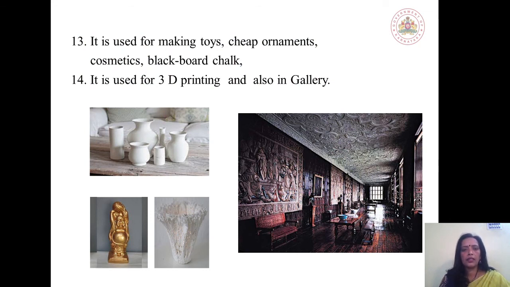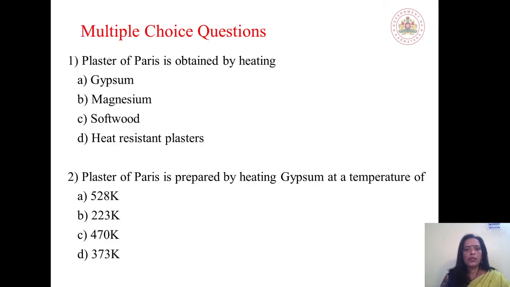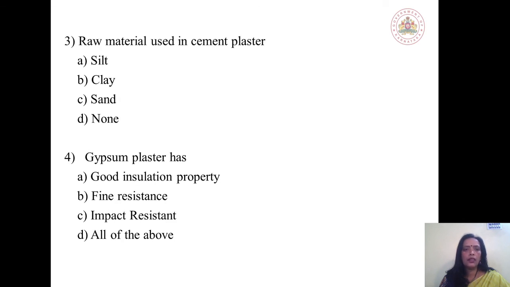We have seen the video. Next, we'll move on to the MCQs. The plaster of Paris is obtained by heating gypsum, magnesium, softwood, or heat resistant plaster. So the answer is gypsum. The plaster of Paris is prepared by heating gypsum at a temperature of 528, 223, 473, or 373 Kelvin. It is 373 Kelvin. The raw material used in cement plaster is silt, clay, sand, or none. So it is sand.